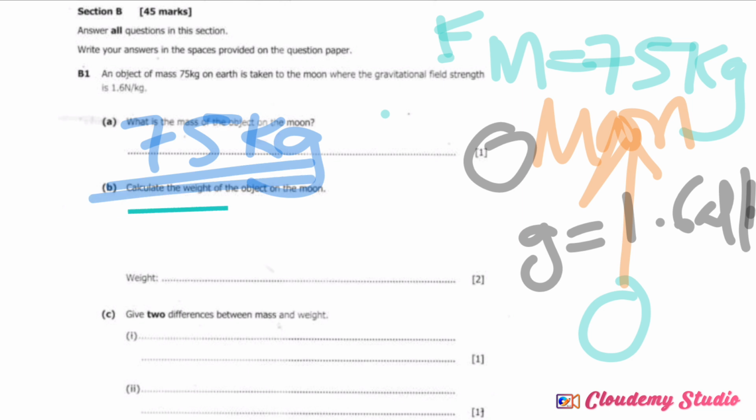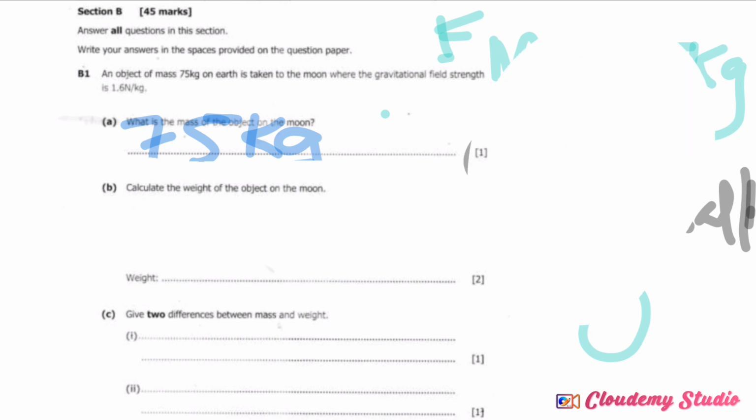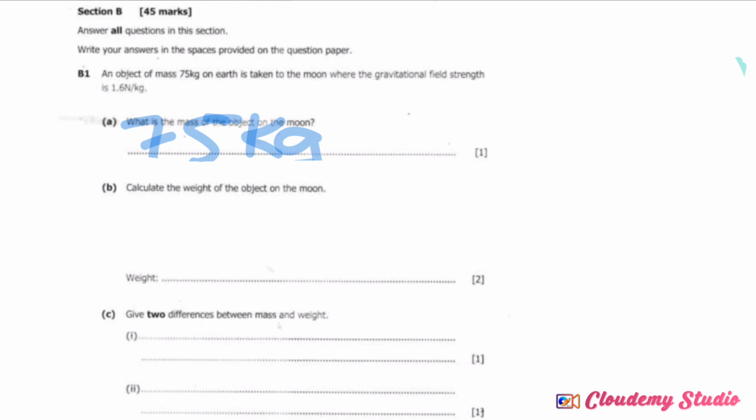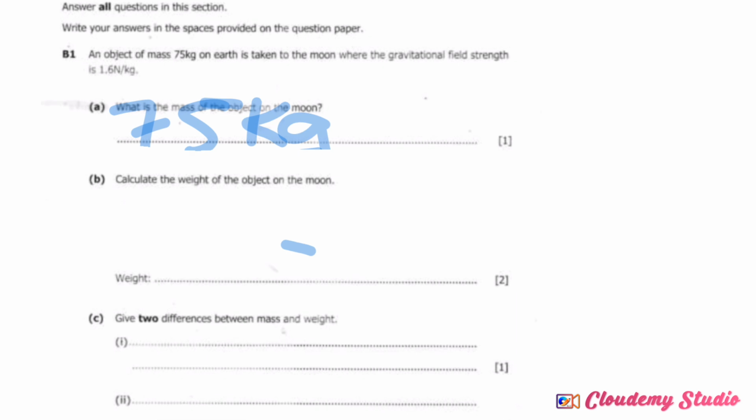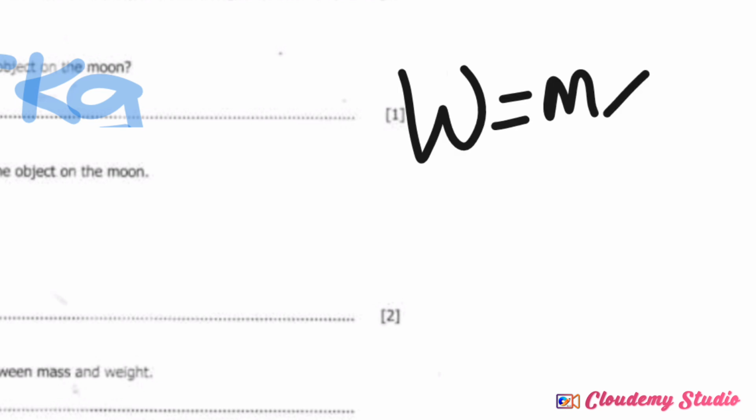Then the next one is the question to do with calculation. This question is saying calculate the weight of the object on the moon. So when finding the weight of an object, we use the formula for weight. Weight is equal to mass times gravitational strength, which on the moon, since they're asking the weight on the moon, was already 1.6.